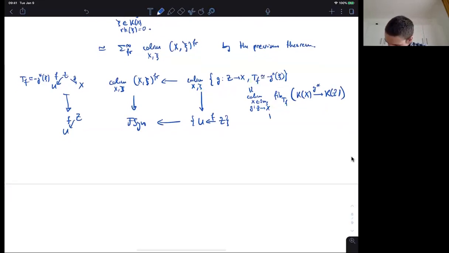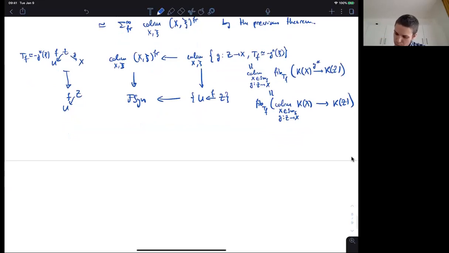Right, and now I can also exchange the fiber and the colimit, because colimits are stable under base change. So it's the fiber of the colimit over X of G of K theory of X mapping to the K theory of Z.